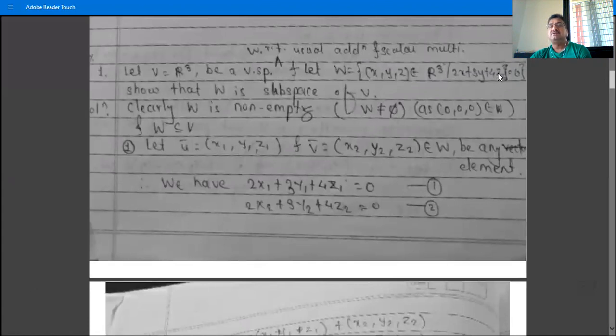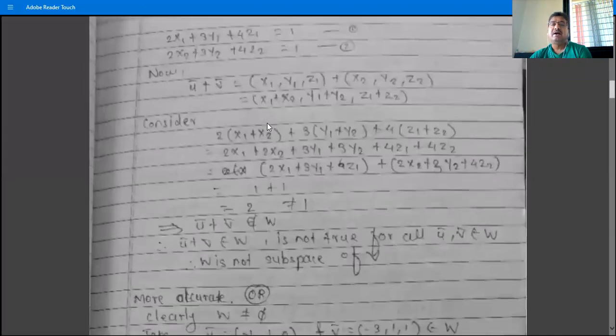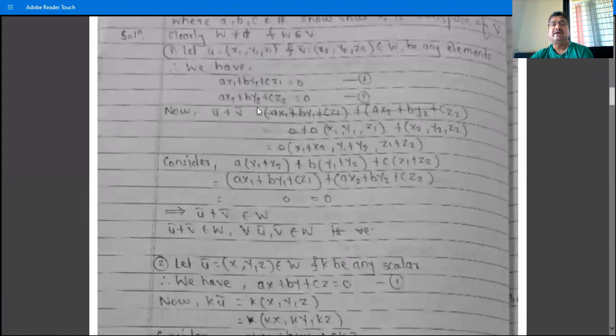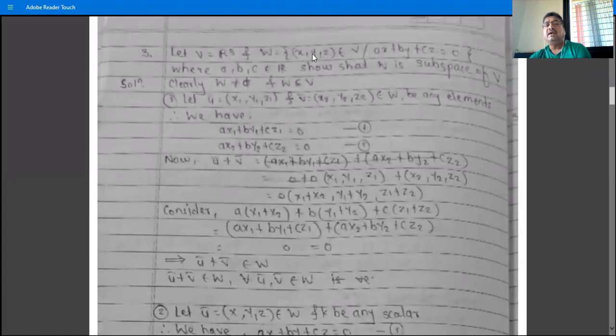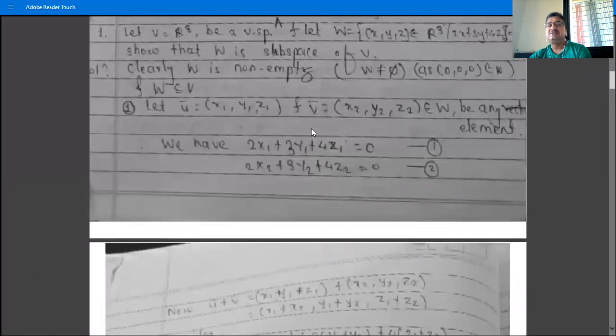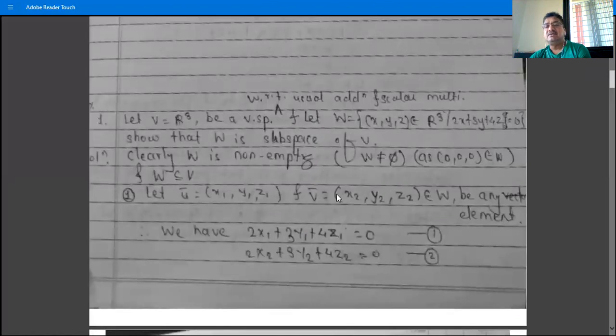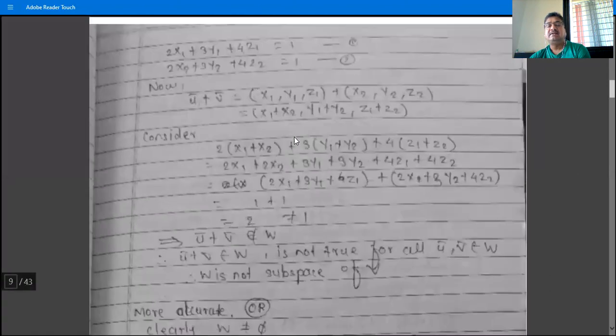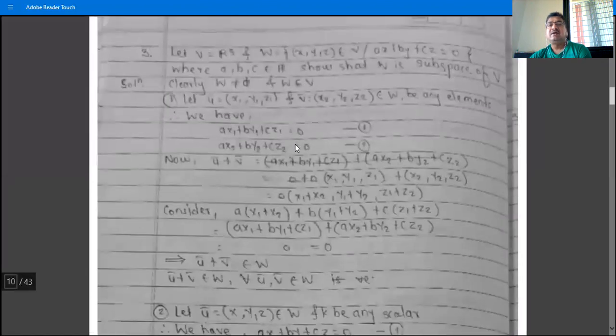So if the coefficients of x, y, z are equal to 1, then x plus y plus z is equal to 0, and this is also a subspace of R3. So this is the general example, a generalization of that example: V is equal to R3 and W is the set of x, y, z belonging to V such that Ax plus By plus Cz is equal to 0, where A, B, C belong to R, meaning any real numbers, then show that W is a subspace of V. In order to answer, we just write A, B, C in place of 2, 3, 4 in this example. So we get the answer of this problem.